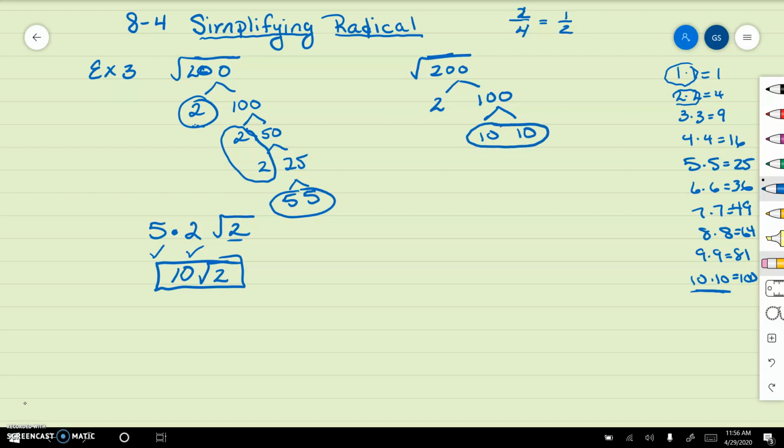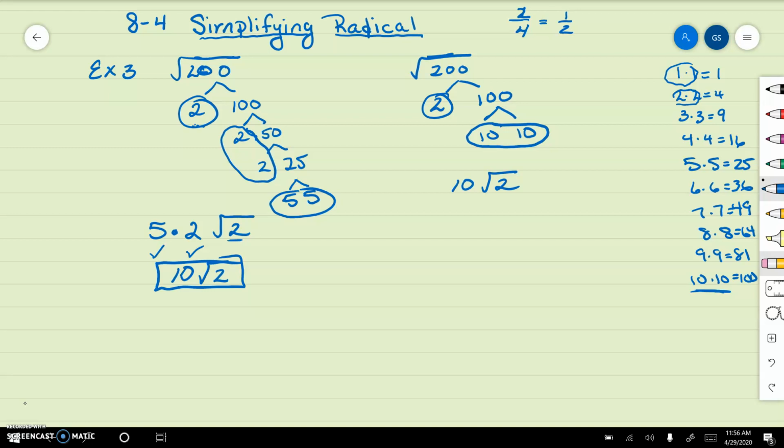All right, so I have a pair of 10s. That comes out as a 10. What's left over is a 2. Okay, so the 2 goes on the inside. Look how many steps I saved just by looking for a pair as opposed to breaking it all the way down to prime factors. Again, either way works. Do what works for you.